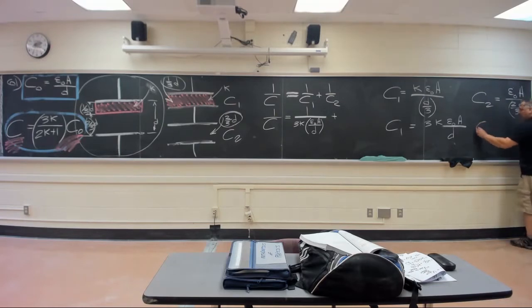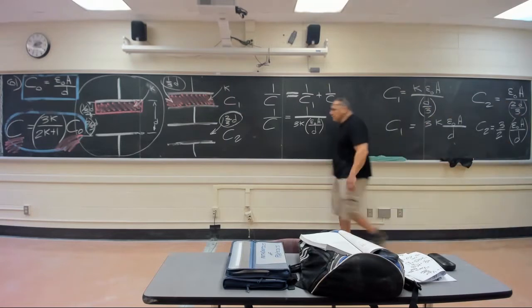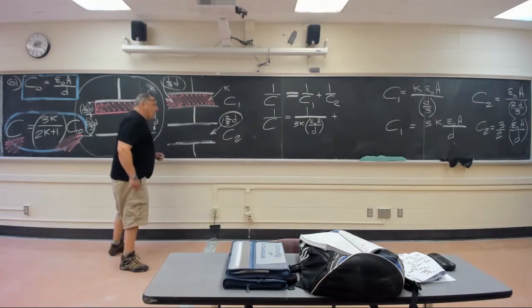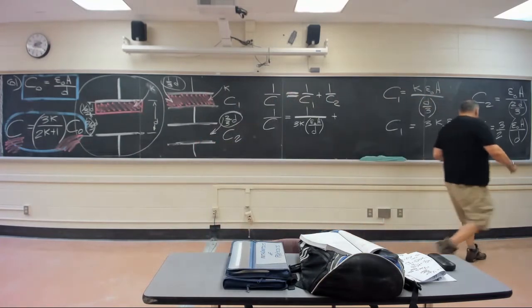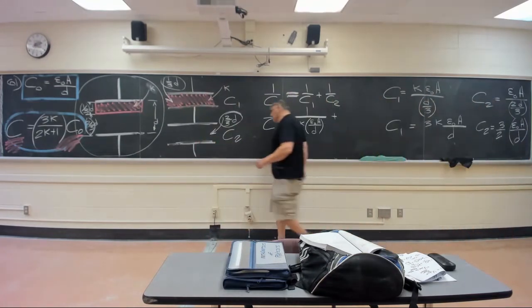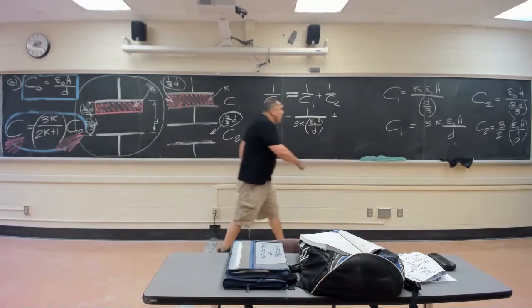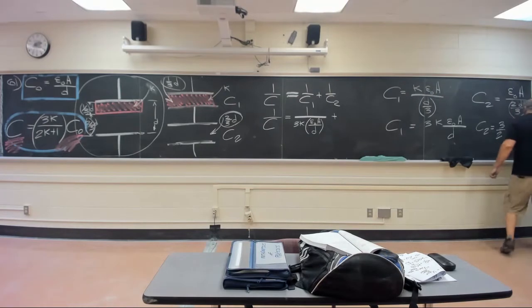C2 flips around the right way. 3/2, the 2/3 flips. Look, there's a lot here. There's the epsilon naught. There's the epsilon naught A over D.